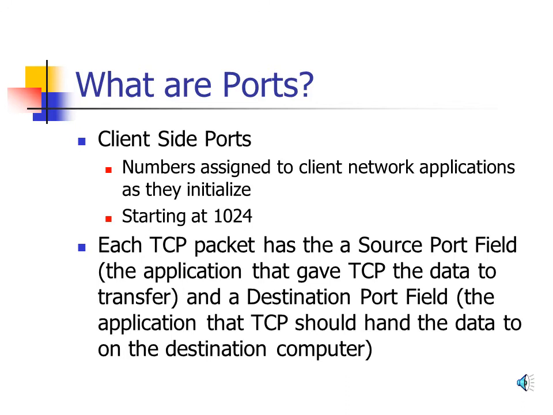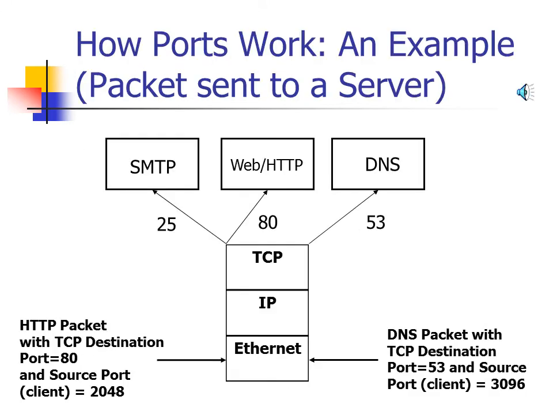Ports are used in this way. Each TCP packet that's sent out has a field called the source port and another field called the destination port. And when the TCP program sends that packet, it includes in the source port the port number of the application that created that packet. And in the destination port, it puts in the port number of the application that this packet is destined for. How ports work, an example.